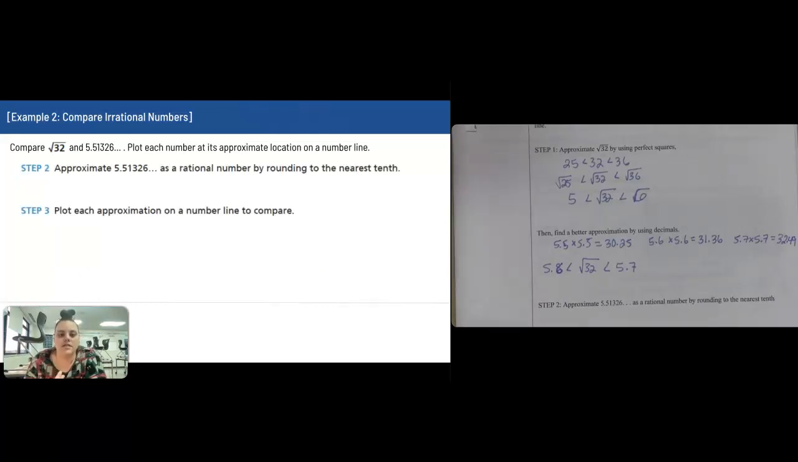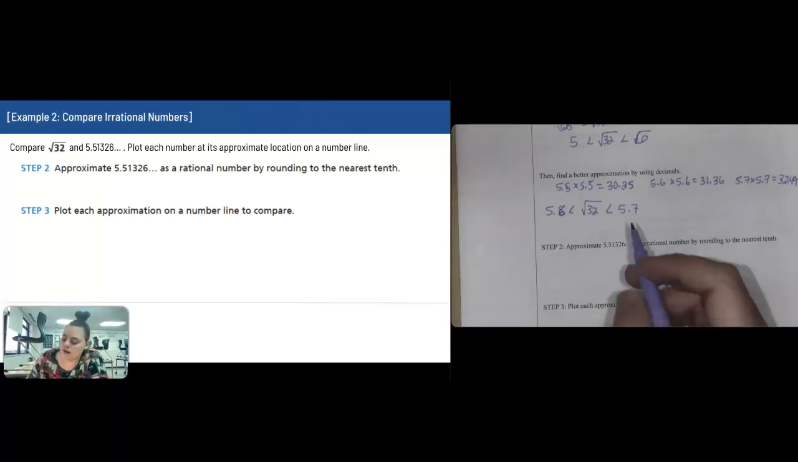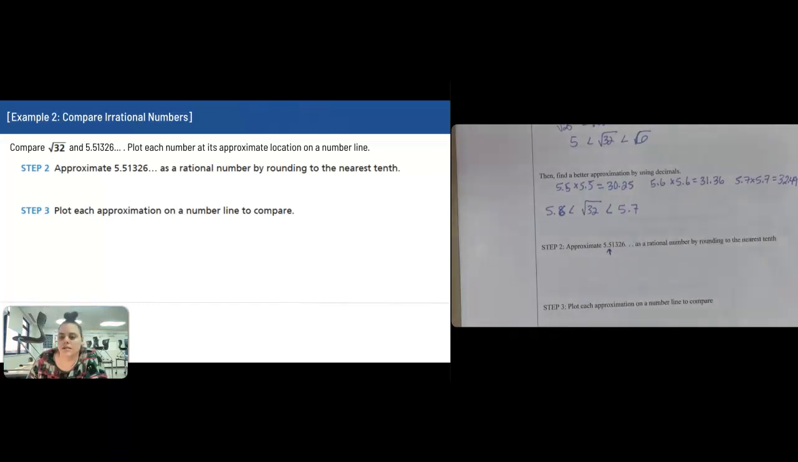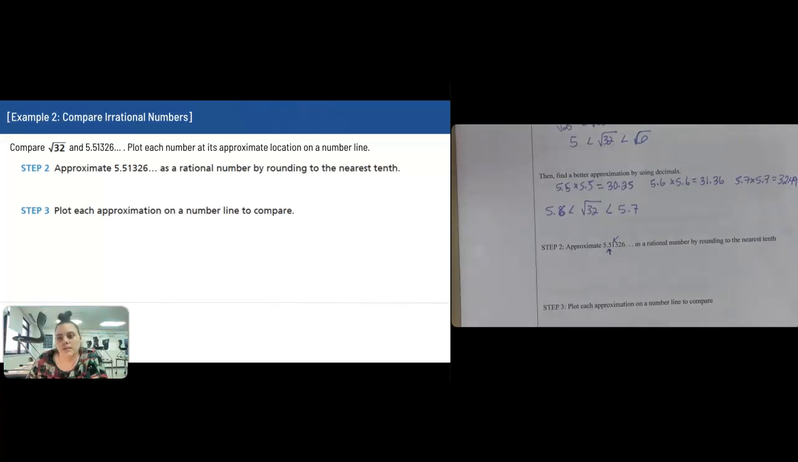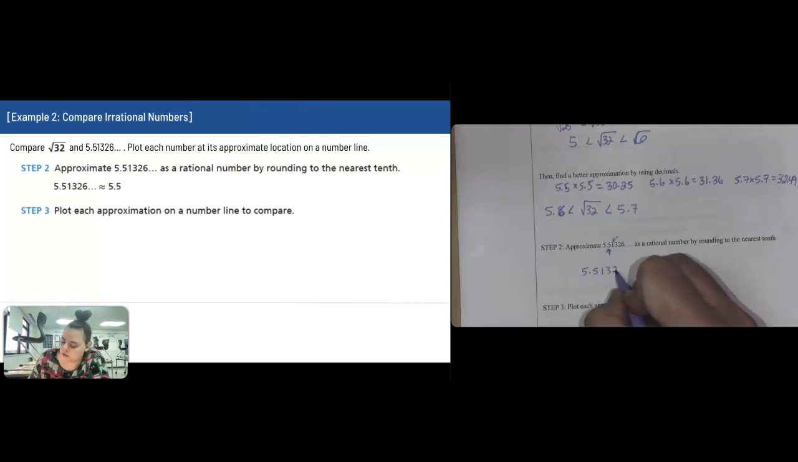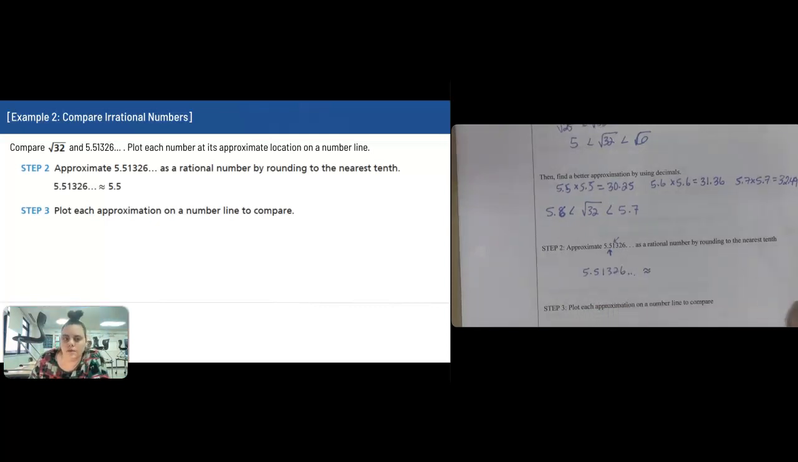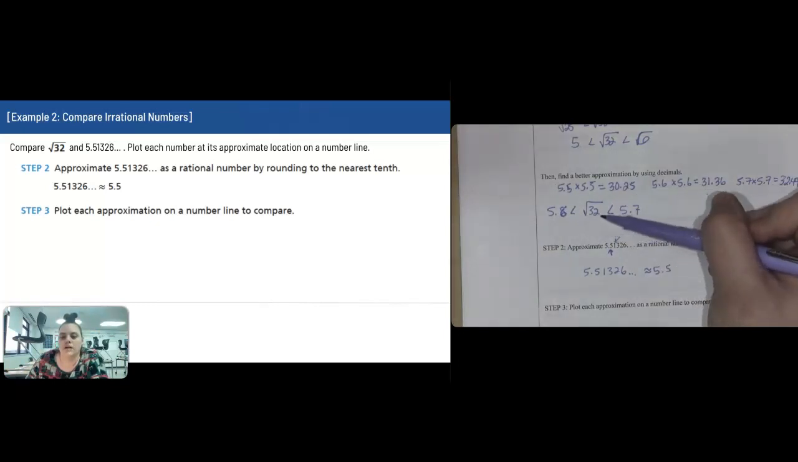Next, we'll approximate our decimal number. We're going to approximate 5.51326 as a rational number by simply rounding to the nearest tenth. So when we round to the tenth, that is the first number past the decimal. We look at the second number to determine if we need to round up or not. The 1 tells us that we're going to stay the same. So when we approximate this, 5.51326 is about 5.5. We can see that that is lower than the lowest possibility for our square root.